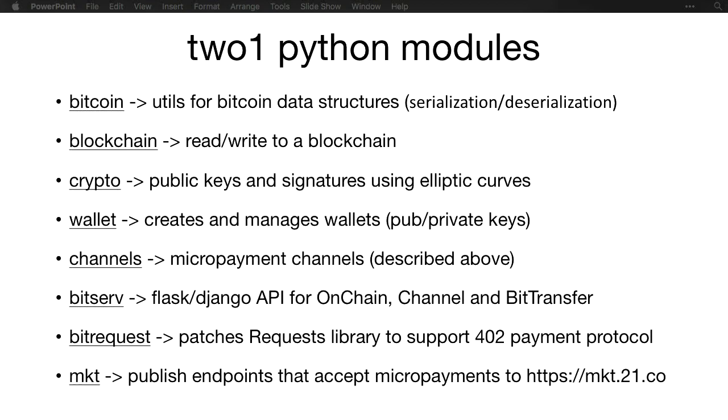Bitcoin is a protocol that you can implement however you want. So you can see their implementation, and how they announce things to the blockchain. BitServe and BitRequests are the wrappers for Flask and Django. There's Django support as well, and there's requests.